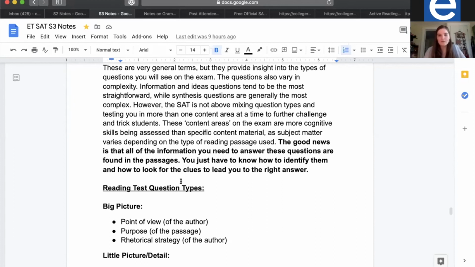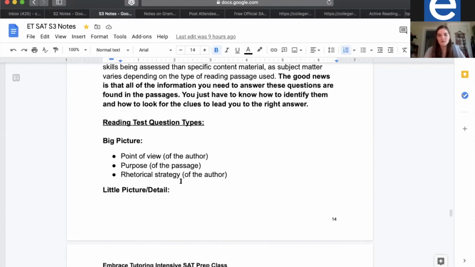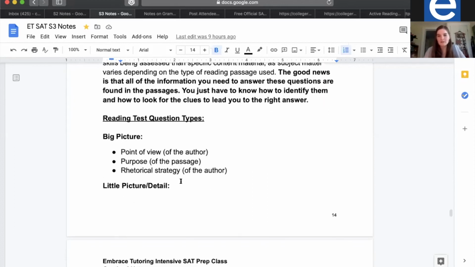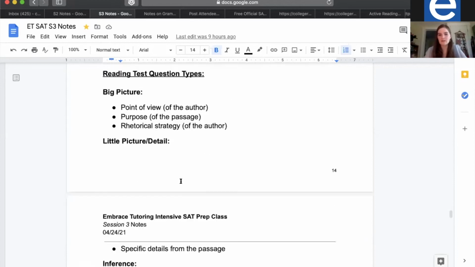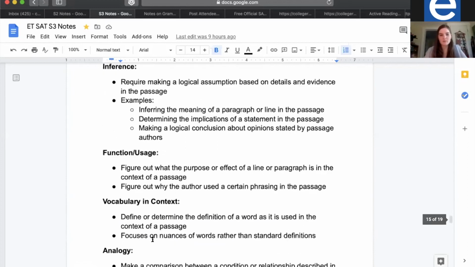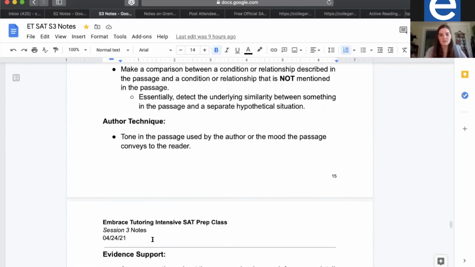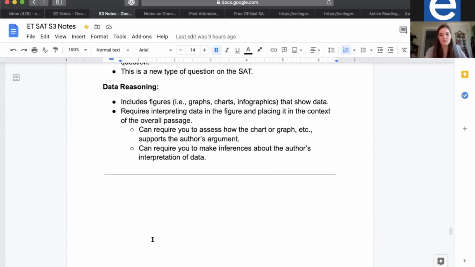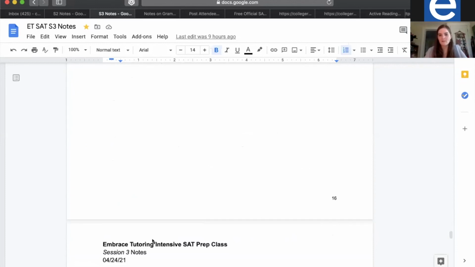The good news, though, is that all the information you need to answer these questions, regardless of the type or content section, is in the passages. So always refer back to the passages for your answers. You just need to learn how to identify them and find the clues that will lead you to the answer. This is going into a little more detail about the types that I mentioned before, which was on my last handout to everyone.